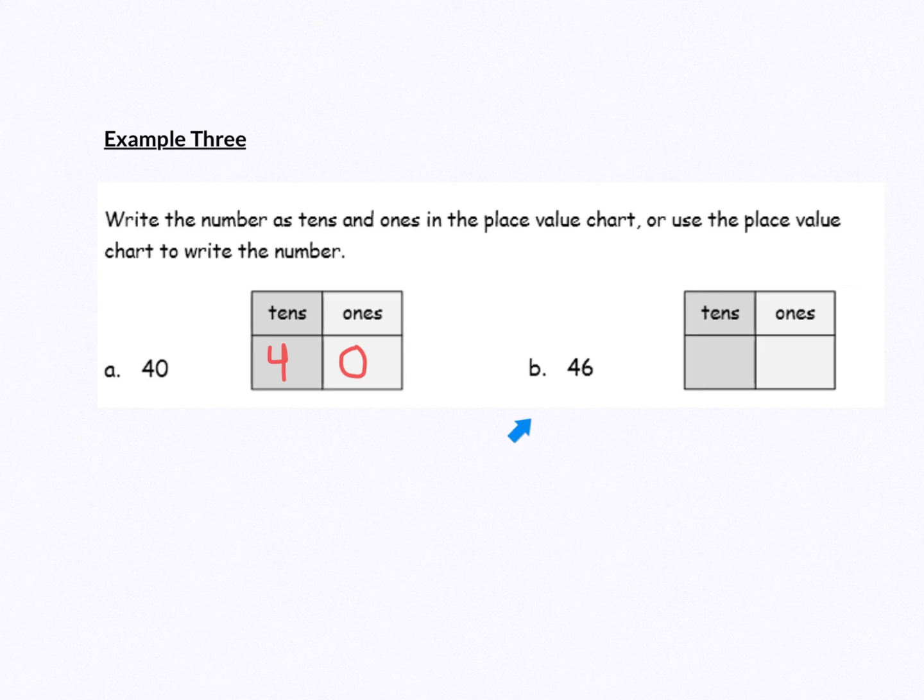Now for step B, we see a 6 and a 4, and another place value chart labeled with 1s and 10s. So again, we're just going to take the 6 and slide it over to the 1s place, and then take the 4 and slide it over to the 10s place. This means that there are 4 groups of 10 with 6 1s left over.